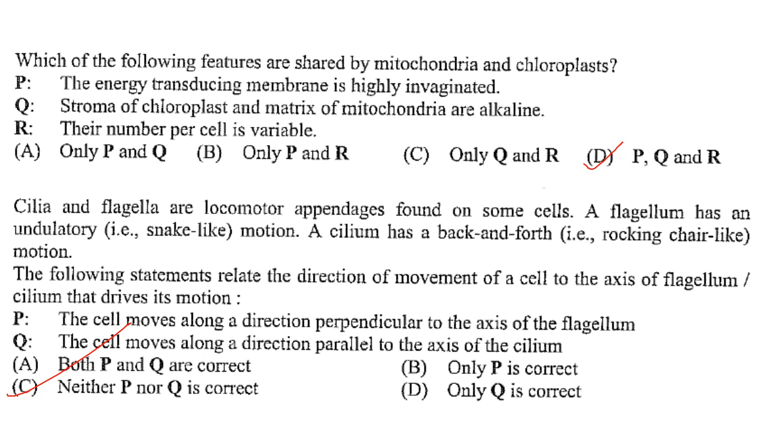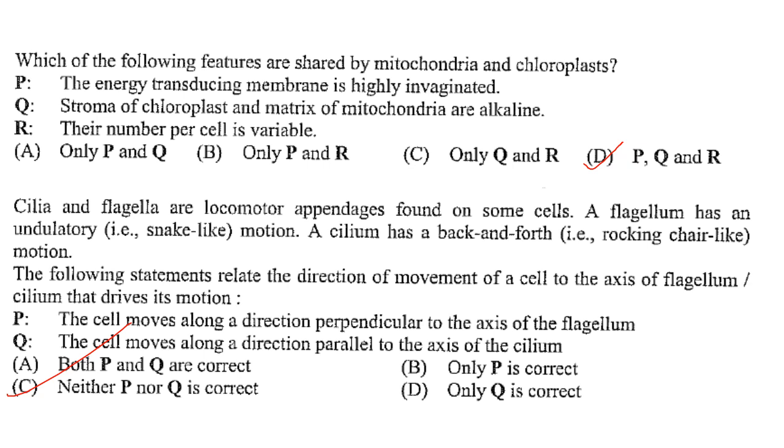The next one. Cilia and flagella are locomotor appendages found on some cells. A flagellum has an undulatory motion. A cilium has back and forth motion. The following statements relate to the direction of movement of a cell to the axis of flagellum or cilium that drives its motion. P. The cell moves along a direction perpendicular to the axis of the flagellum. That's wrong. The cell moves along a direction parallel to the axis of the flagellum. It is not perpendicular. Q.